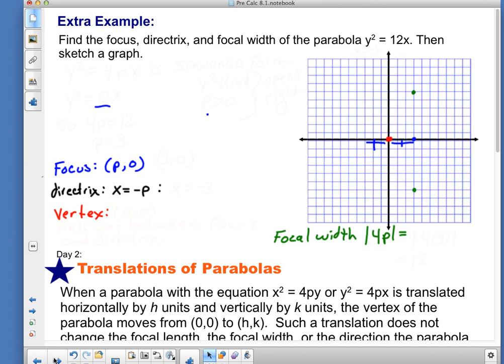Remember, it's all about P, and our vertex is 0, 0 automatically because everything's 0, 0 here. I'm just letting you know that right off the bat. The vertex is halfway between the focus and the directrix.